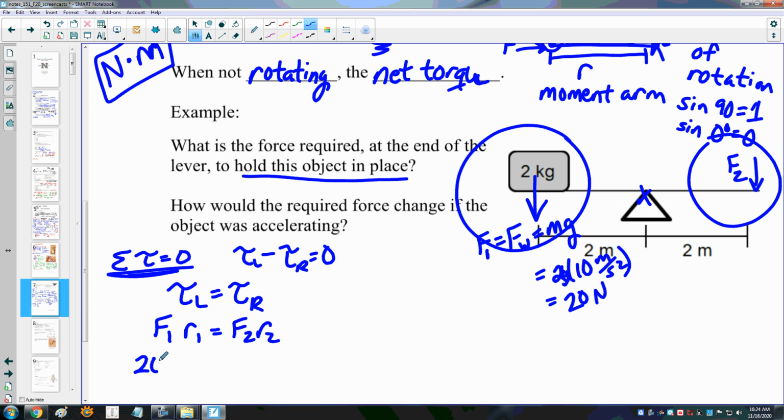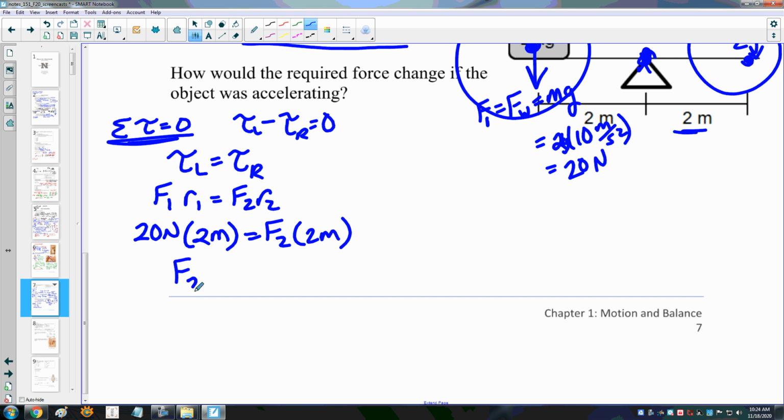F1 is 20 newtons. R1 is the distance from where the force is applied to the axis of rotation, that's 2 meters, is equal to F2 times where the force is applied to the axis of rotation, that is also 2 meters. And so F2, as you probably guessed, is equal to 20 newtons. It's the same as the force on the other side.